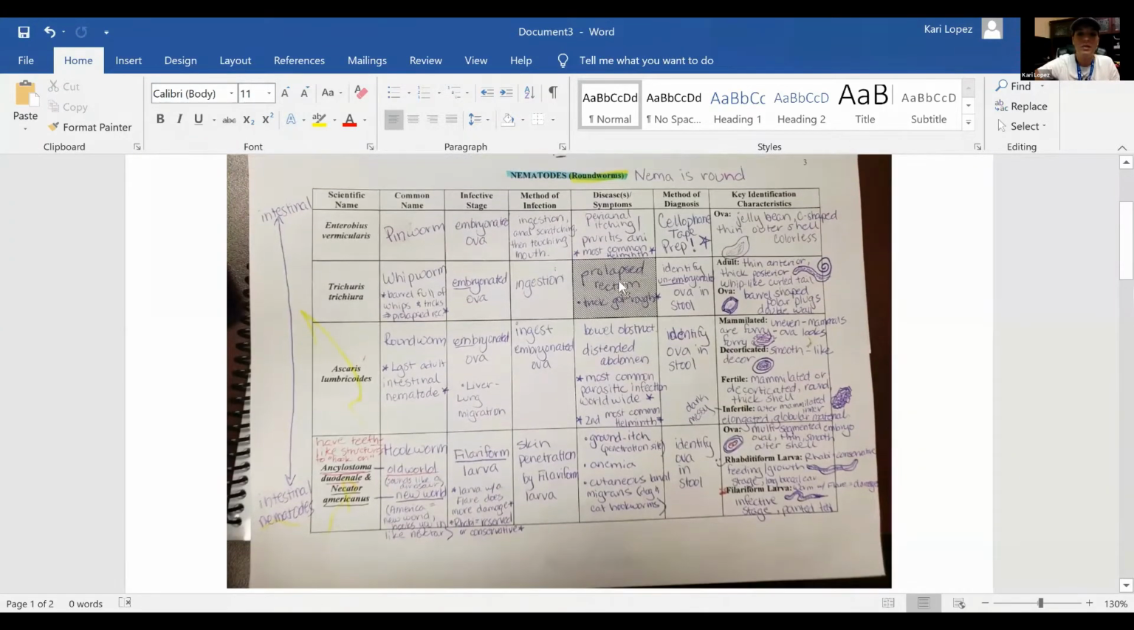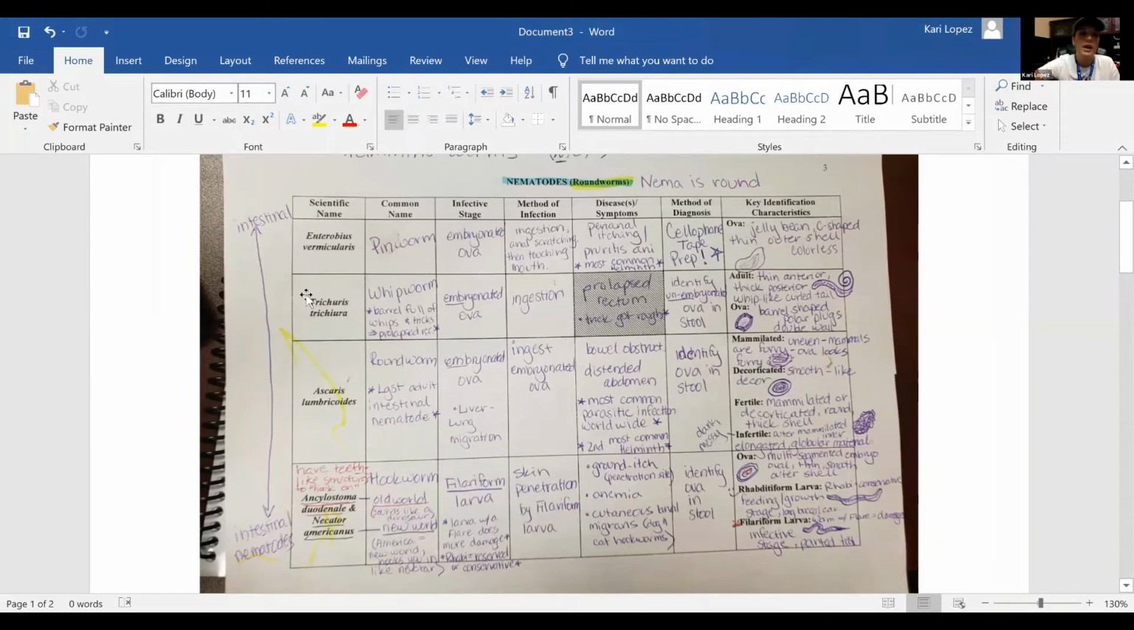So here's your overall nematodes. You're going to have intestinal nematodes, and then you're going to have tissue nematodes. So your intestinal nematodes are going to be your Enterobius vermicularis, your Trichuris trichiura, Ascaris lumbricoides, Ancylostoma duodenale, and Necator americanus. And if you say these differently than I do, that's perfectly fine.